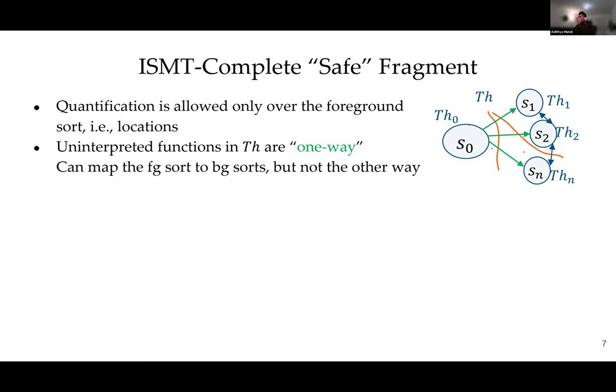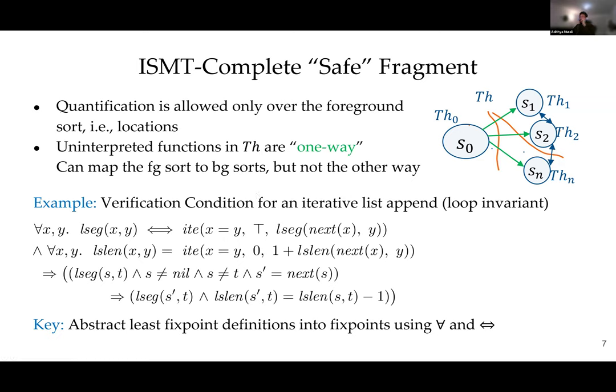The second restriction is that uninterpreted functions in the theory that contains symbols between various sorts are one way, in the sense that they can map the foreground sort to the background sorts, but not the other way. I depicted this using the green arrows that you can see in the figure. These arrows are not back and forth, they're just one way. Let me give you an example.